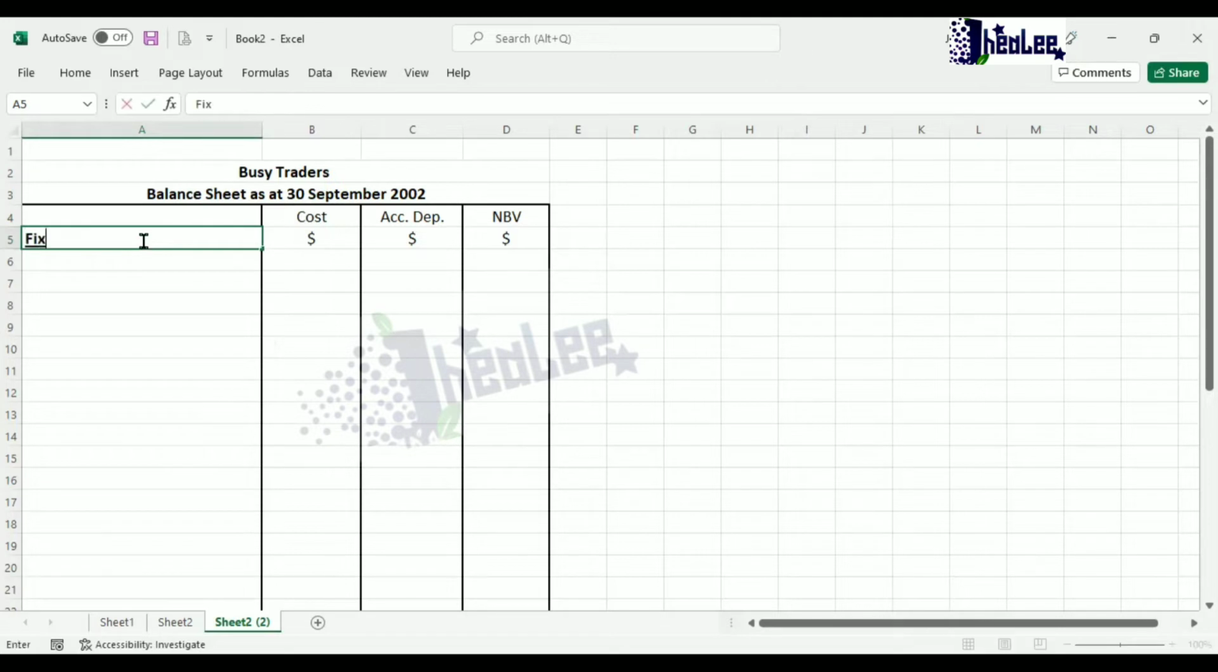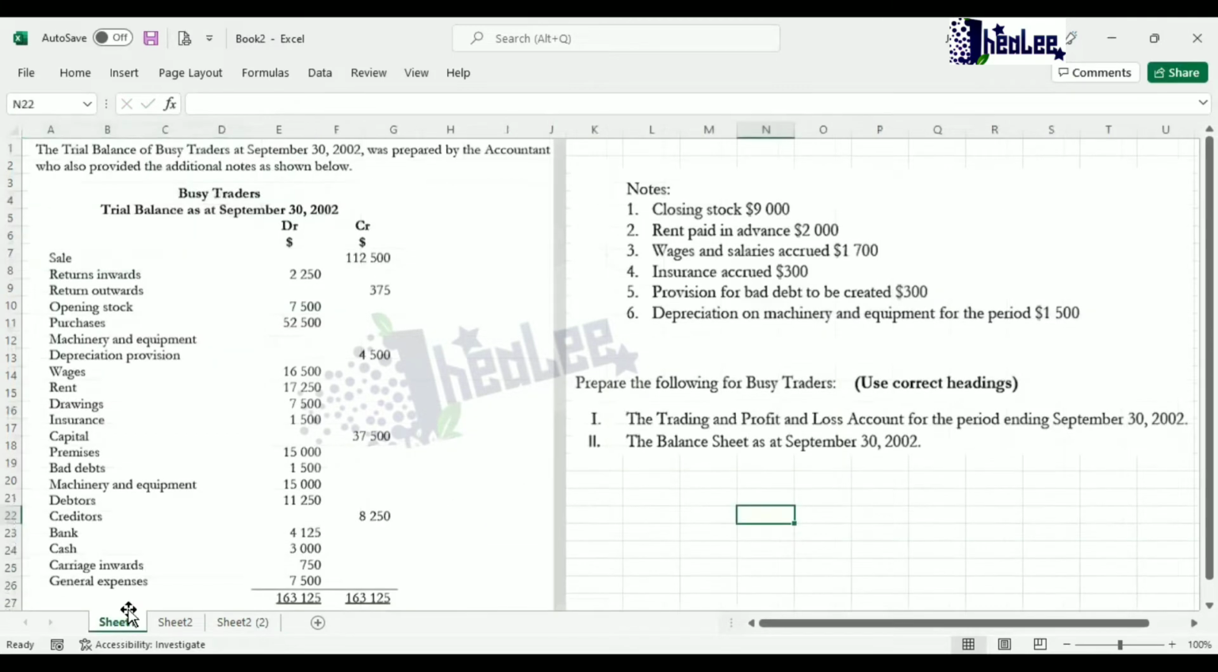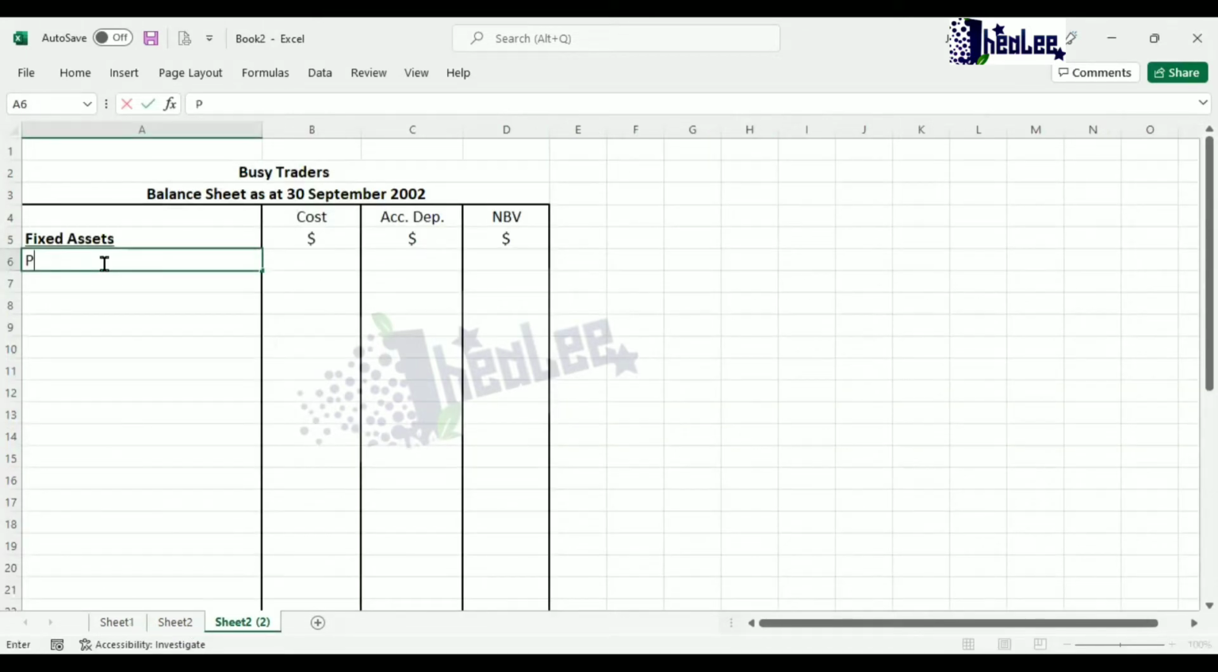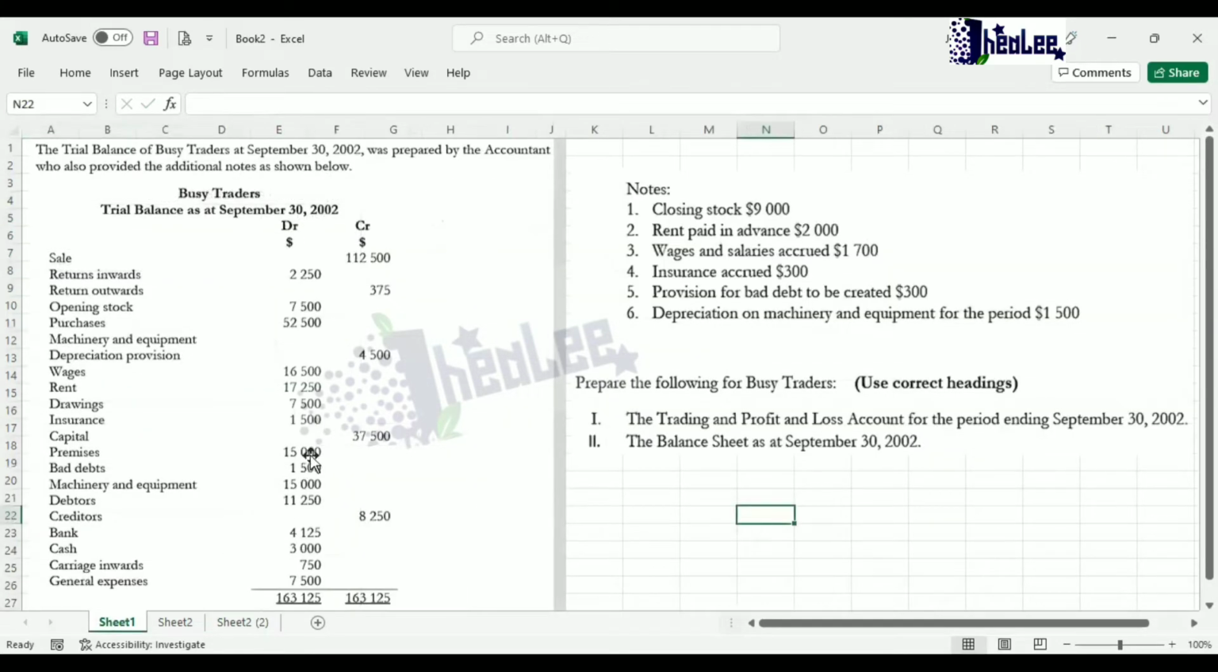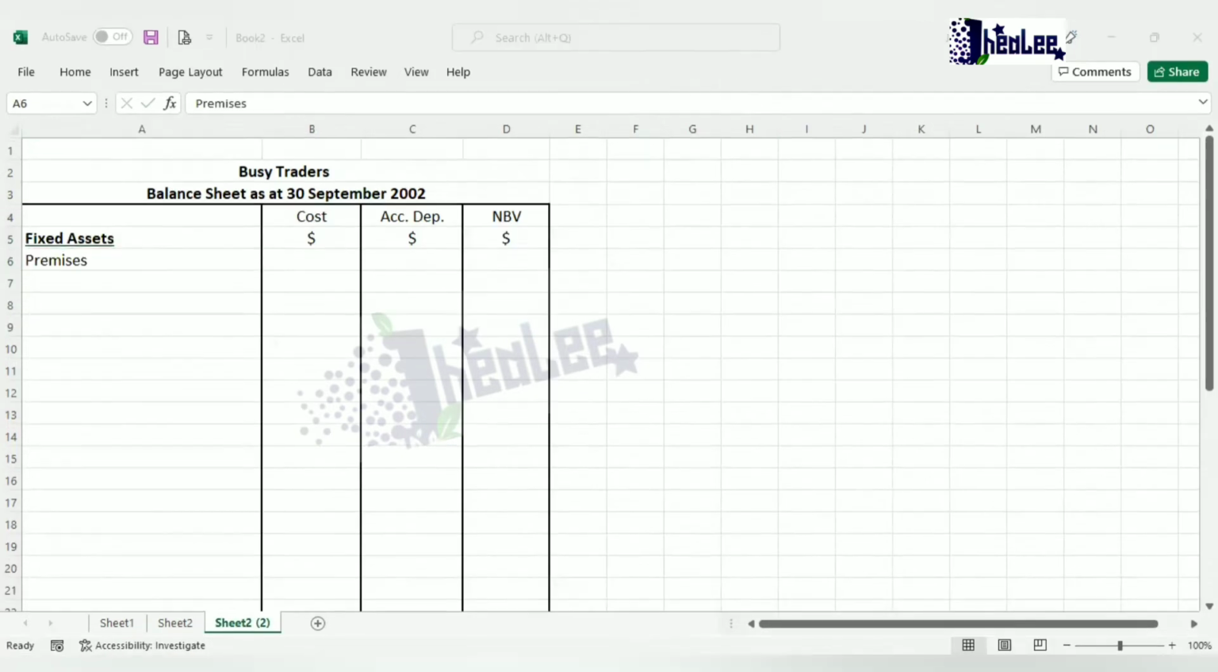So we're going to begin with fixed assets. Now, the fixed assets coming from the question are the machinery and equipment, and we have premises. Now, in order of permanence, premises will be listed first. Premises. And the value for premises is $15,000. Once there is depreciation in the question, people, you need to label the columns for the fixed assets section as cost, accumulated depreciation, and net book value.